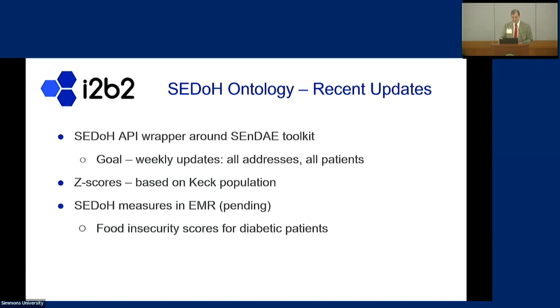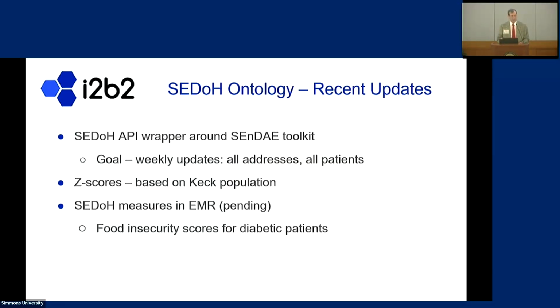So, recent updates on the ontology. This was originally published in 2023, and since then at USC, they've been working on an SDOH API wrapper around the toolkit. The goal is to be able to get weekly updates of this data coming in from the different agencies, use all the patient addresses, historical addresses as well, and update this information for all patients.